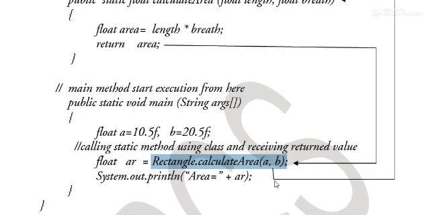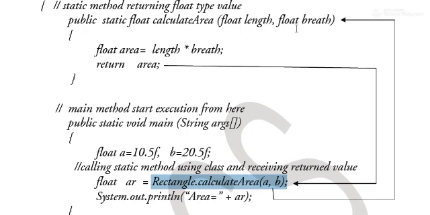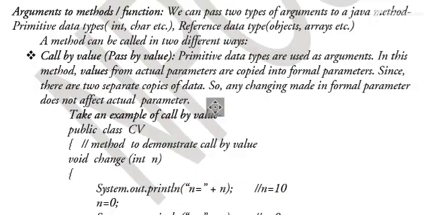Using this line you can see the value of a and b is sent to the method and it is received by length and breadth, and after calculating length and breadth the calculated area is again returned using this line to the calling statement and it is stored in ar. After that we can display the area in main method.